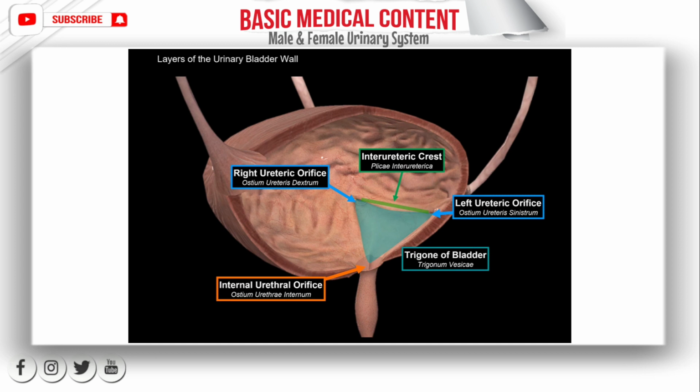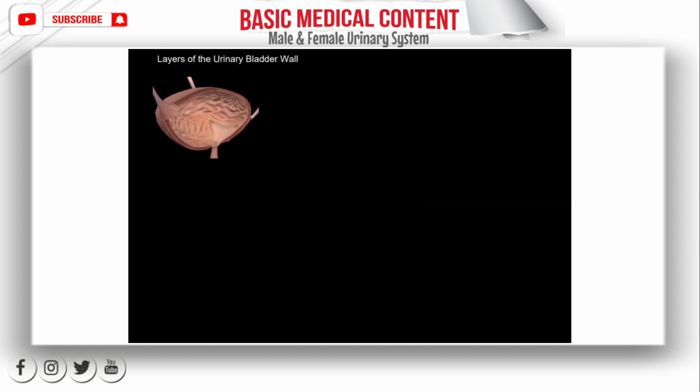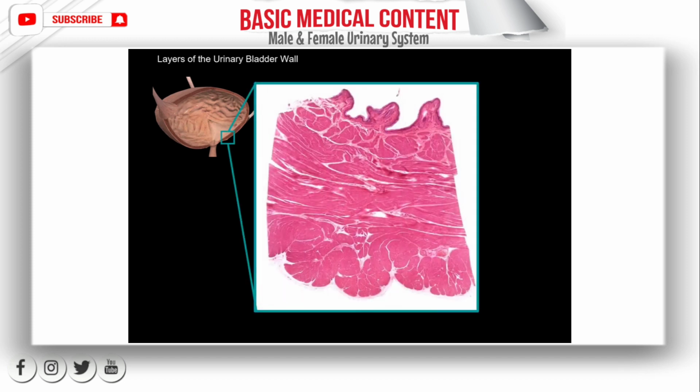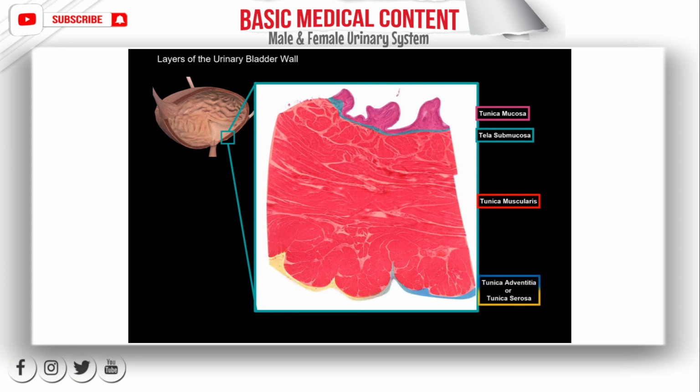Now, there's also going to be a fold between them, between the two openings of the ureters, called the interureteric crest. Now let's take a small piece of the urinary bladder and look at the histological picture of it to understand the layers of the urinary bladder. The urinary bladder is going to have a tunica mucosa, a tela submucosa, tunica muscularis, and tunica adventitia or tunica serosa, depending on which side you're looking at.